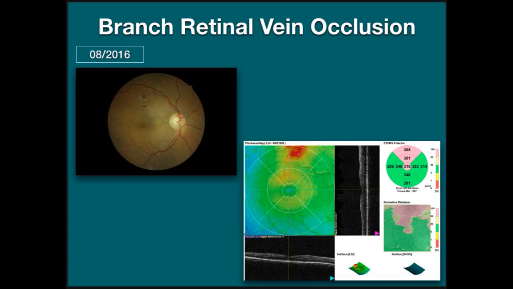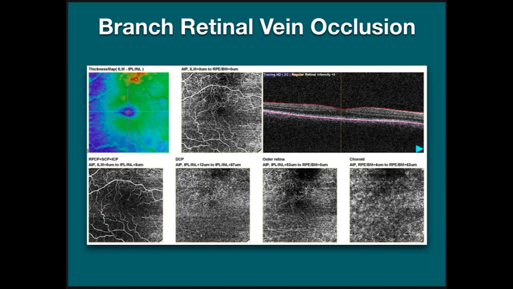We reviewed her a number of times. This is an image in August of 2016. You can see the blood has predominantly disappeared in the upper area. Just a few tiny spots of blood. You can see on the OCT thickness map, there's only a little bit of blood well clear of the fovea, and the edema figures are improving dramatically. Let's look at the OCT angiography data.